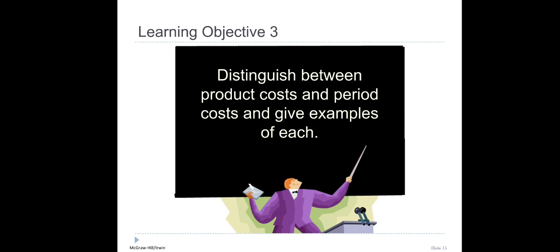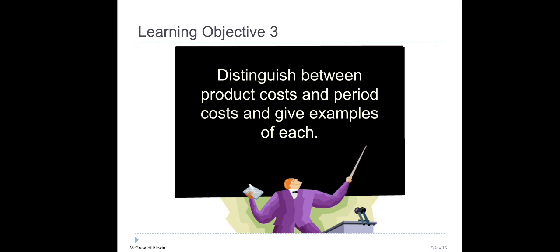So, how many categories of costs have you learned? You have learned about two categories of costs. First, manufacturing costs. The second category is non-manufacturing costs. Okay, this is the third category. Costs also can be categorized as product cost and period cost.